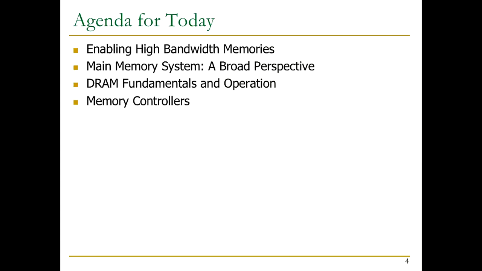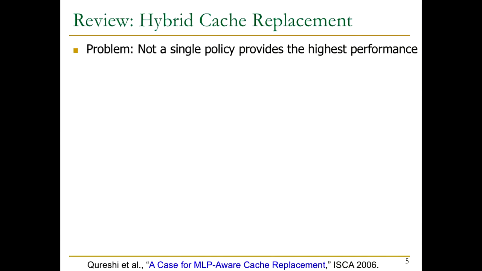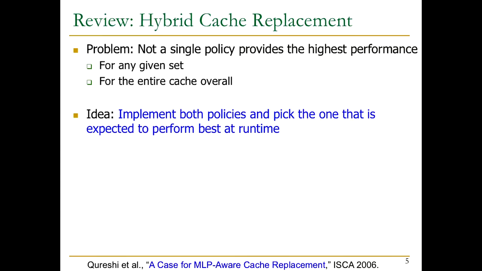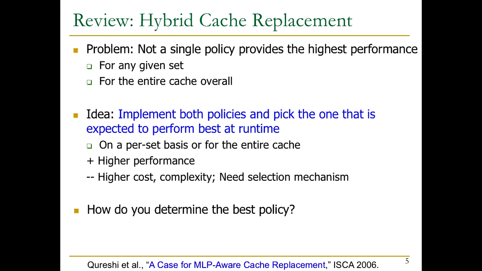Okay, this is a review of one thing that we've studied last time, basically for you to just refresh your minds. We're not going to talk about this in this lecture, but we talked about hybrid cache replacement. This is an example of heterogeneous policy, because no single policy provides the highest performance. As we've discussed, the idea here was to implement both policies and pick the one that is expected to perform best at runtime. So you do it dynamically, basically. And we discussed how to do that, right? There are trade-offs associated with it. And this is a general thing, basically.